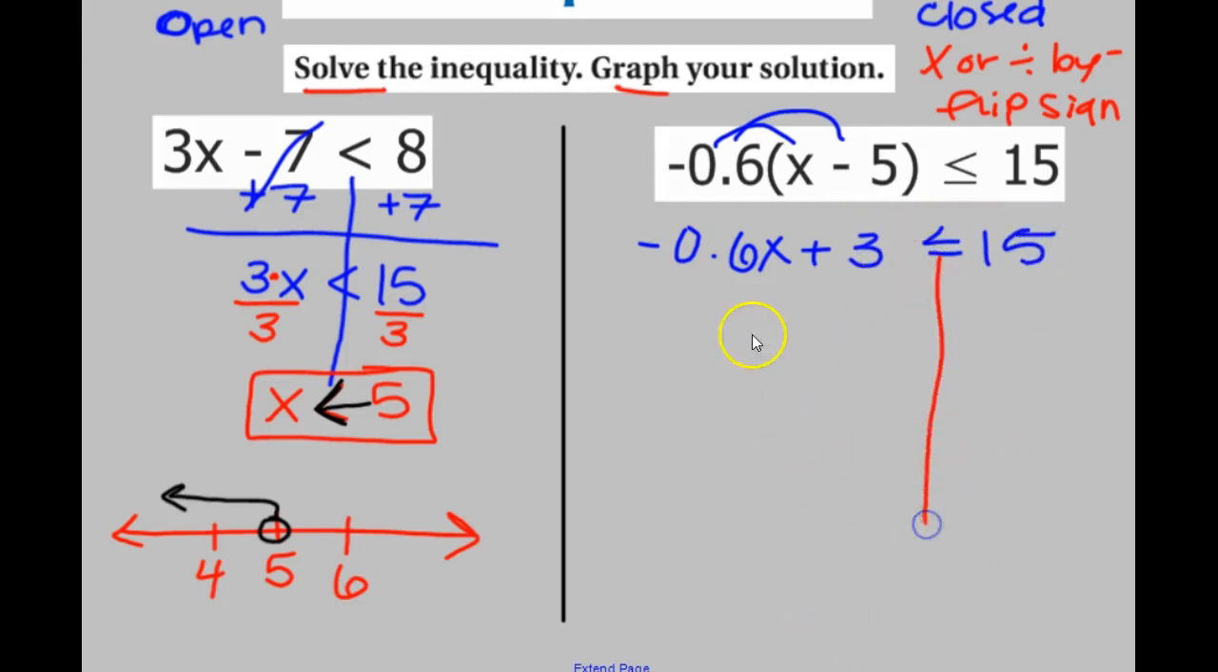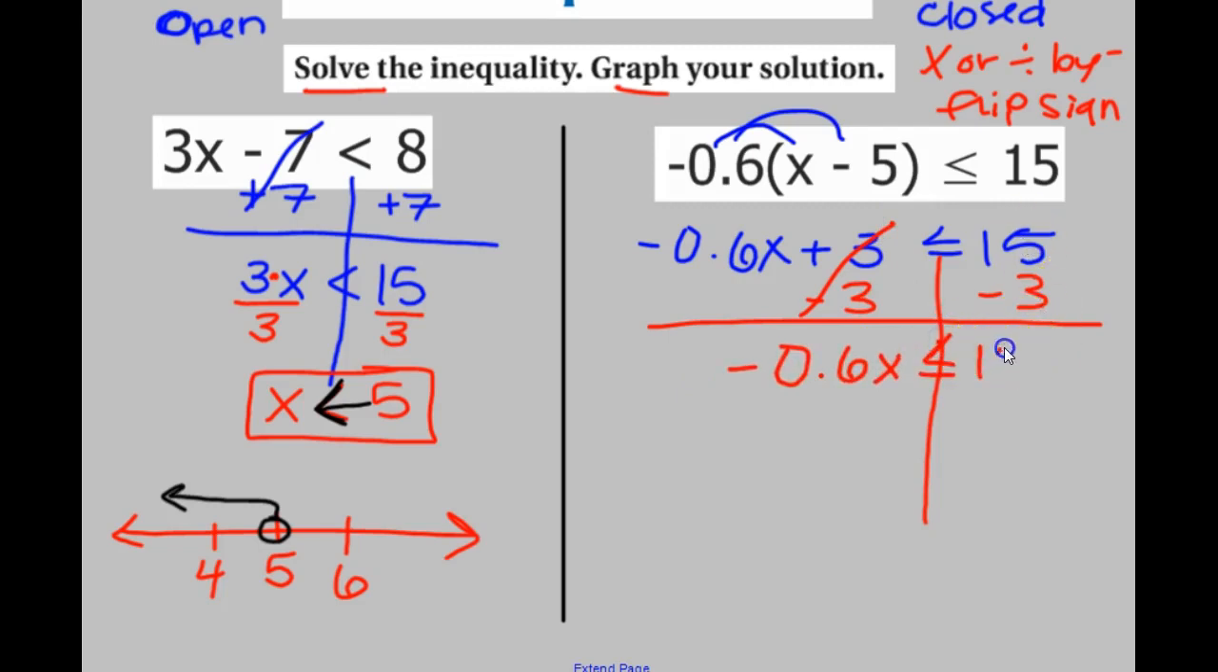So I'm going to draw my line down to continue to solve. Get rid of just your addition or subtraction first. I'm going to subtract 3. Reminder, whatever you do to one side, you have to do to the other. And then 15 minus 3 should give me 12.